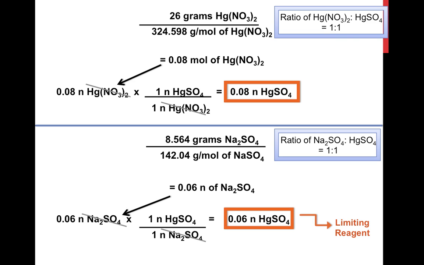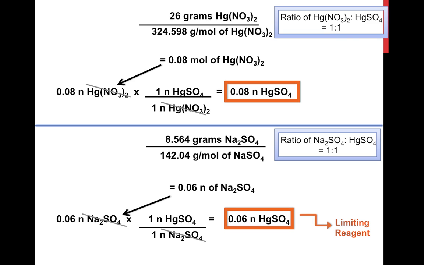Now that we have determined the molar mass of each reactant, we can convert from grams to moles. The question tells us that we have 26 grams of mercury nitrate. We then divide this by the molar mass of this reactant. We then produce 0.08 moles of mercury nitrate.